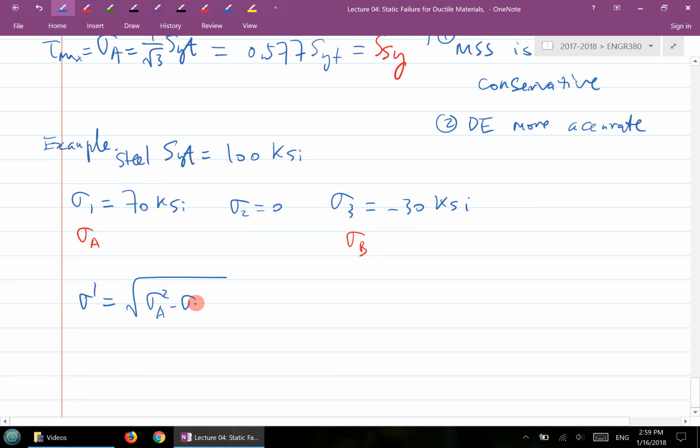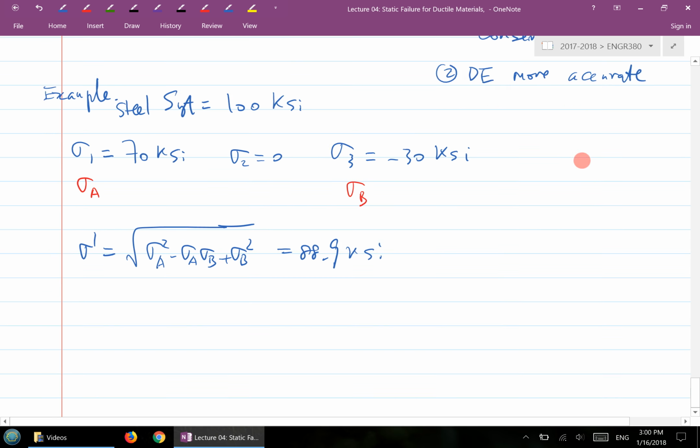So I choose this formula. It turned out to be 88.9 KSI. So now we're ready to calculate the safety factor. If I use MSS theory, the safety factor calculation is always just SYT over sigma 1 minus sigma 3, and that's 100 divided by 70 minus, so it becomes positive, so that's another 100, which is 1, right?